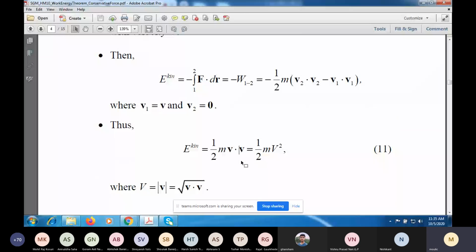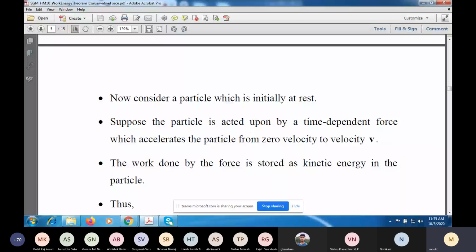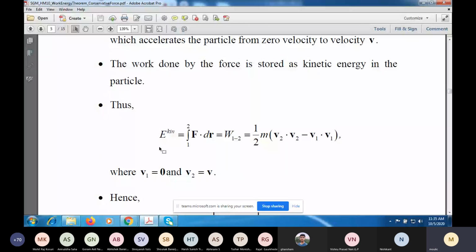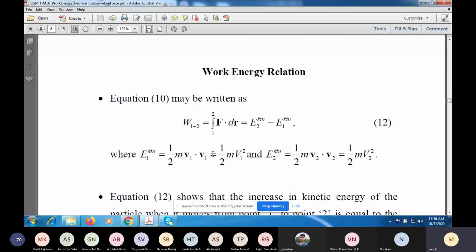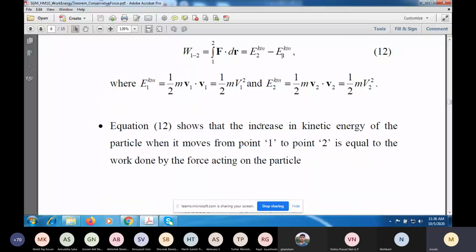Okay. Now suppose the particle was initially at rest and is acted on by a time-dependent force which accelerates the particle from 0 velocity to velocity v. The work done by the force is stored as kinetic energy in the particle, and you'll get the same result. Now we are looking at the work done by the force. So you have plus integral F dot dr, and the initial velocity was 0 and the final velocity is v. So you get the same quantity. So this is what you may call the work energy relation. W12 I can write as the difference of the kinetic energy at 1 and 2. So the increase in kinetic energy of the particle when it moves from 1 to 2 is equal to the work done on the particle.